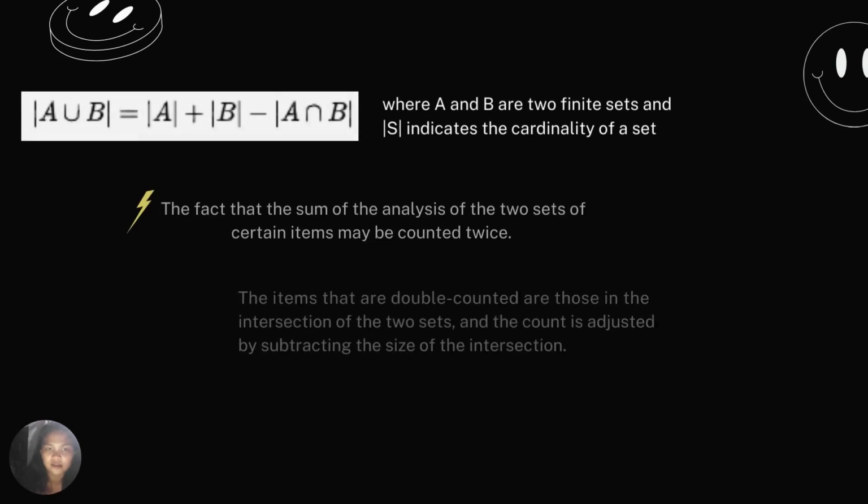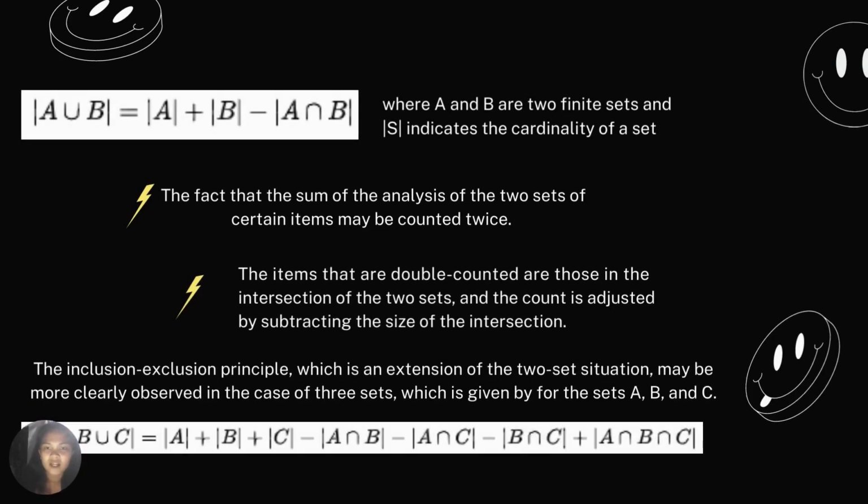So next, it is symbolically expressed as this one. The cardinality of the union of A and B is equal to the cardinality of A plus the cardinality of B minus the cardinality of the intersection of A and B, where A and B are the two finite sets and the bars indicate the cardinality of a set, which may be considered as the number of elements of the set, if the set is finite.